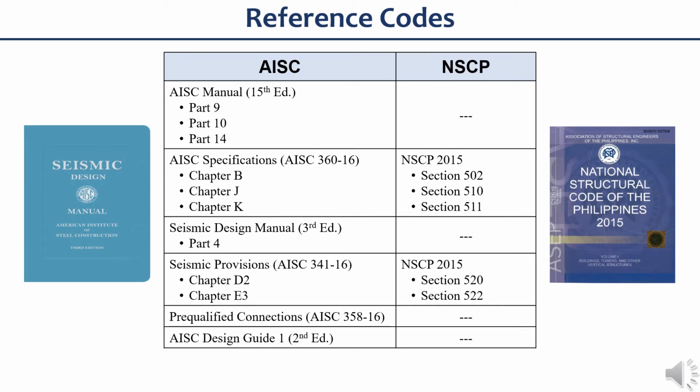When we design for connections, NSCP references the AISC code. The primary reference for non-seismic or standard provisions is the AISC manual together with the AISC specifications. For seismic connections, AISC Seismic Design Manual and AISC 341 are the primary references, and AISC 358 is the main reference for pre-qualified moment connections.